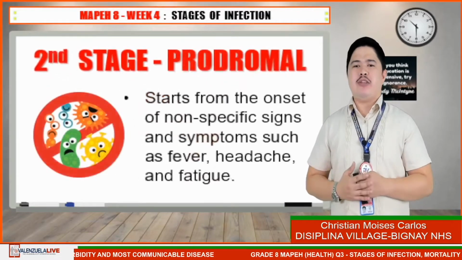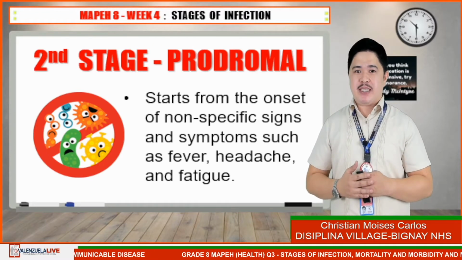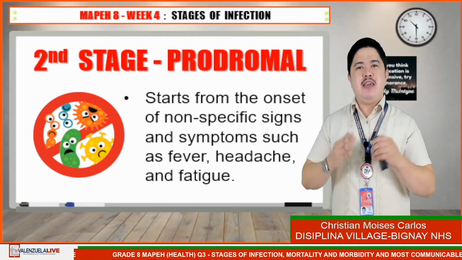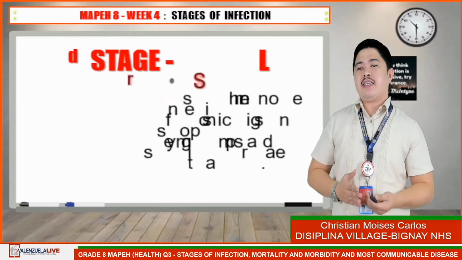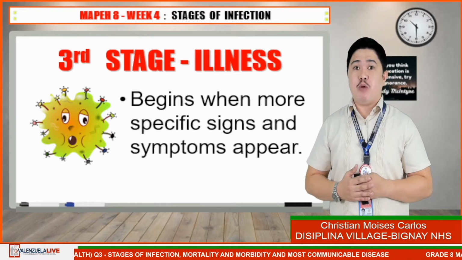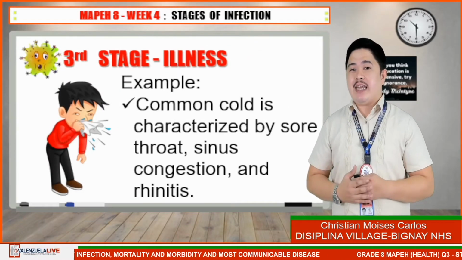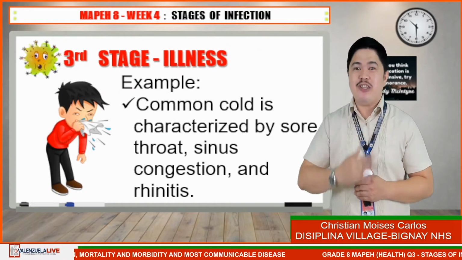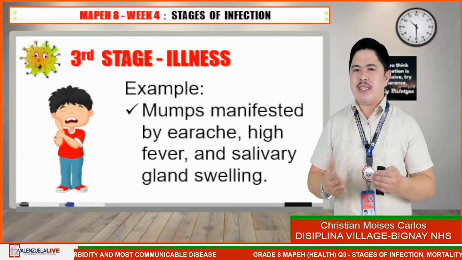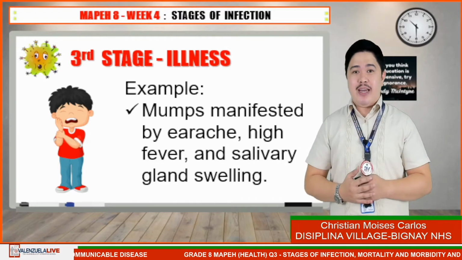The second stage is called the prodromal stage, which starts from the onset of non-specific signs and symptoms such as fever, headache, and fatigue. Next is the illness stage. It begins when more specific signs and symptoms appear. For example, the common cold is characterized by sore throat, sinus congestion, and rhinitis. Mumps is manifested by earache, high fever, and salivary gland swelling.